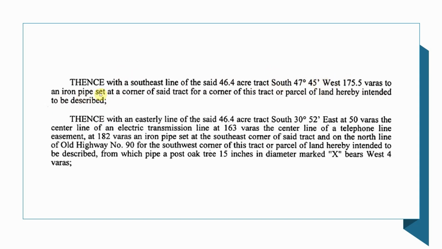This set part is important. If it says set, that means that the surveyor who wrote this legal description set that pipe or that monumentation. If you are doing this survey, you're not setting it. You are recovering or finding. So if you were to write this legal description and you found this monumentation, you would have put south 47 degrees 45 minutes west, 175.5 varas to an iron pipe found at a corner of said tract. And that's the difference.